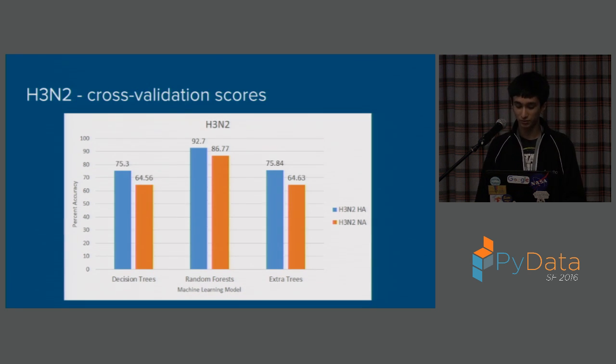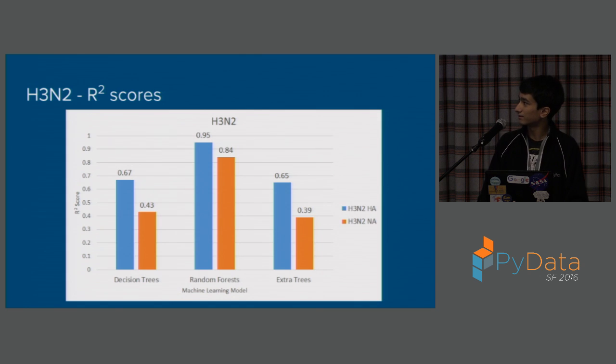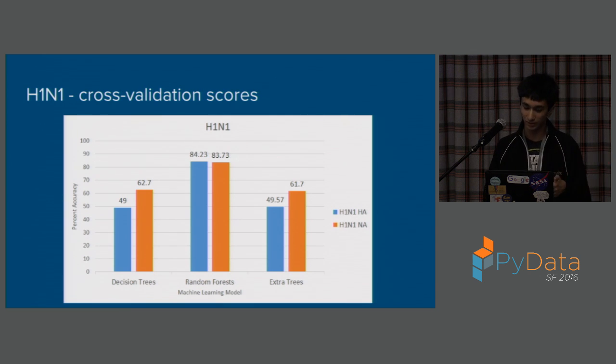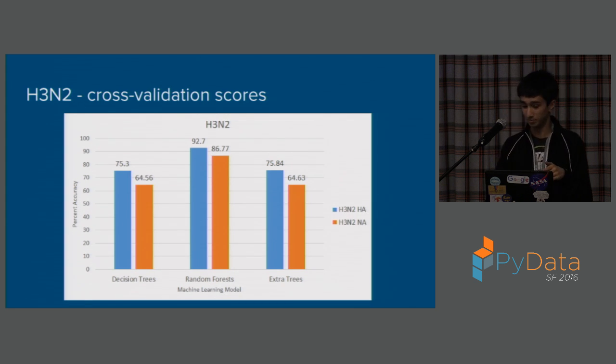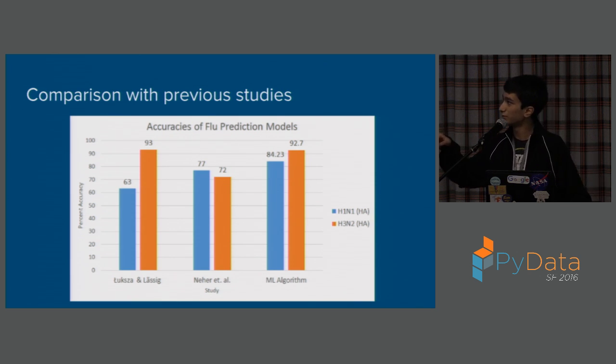This is my cross-validation scores for H3N2, which more commonly affects humans, but it's not as dangerous because it doesn't mutate as rapidly as H1N1. So these are the R² scores for H1N1, as well as the R² scores for H3N2. As you can see, random forest is performing the best in pretty much all the metrics in both of the flu subtypes, and I'll explain why in a bit. So these are all of the scores, and this is my comparison to other studies.